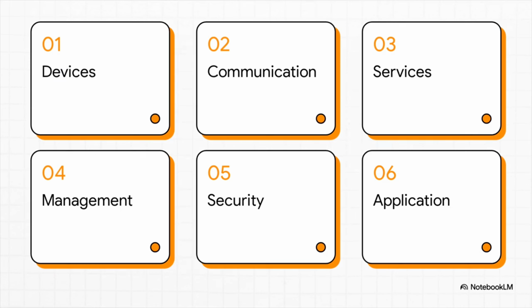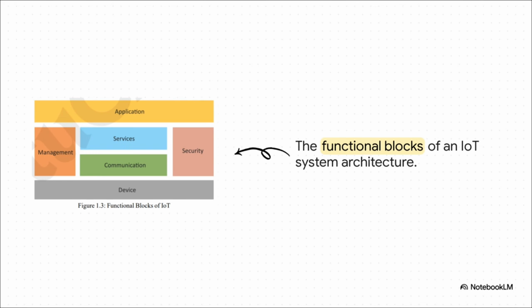So here's our structural roadmap. The 6 functional blocks of IoT are 1. Devices, 2. Communication, 3. Services, 4. Management, 5. Security, and 6. Application. These are the exact 6 puzzle pieces we're going to stack together to build our complete IoT foundation over the next few minutes. And this brilliantly illustrates how those 6 blocks fit together.